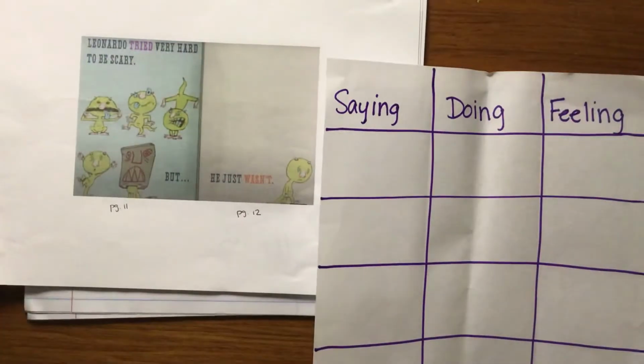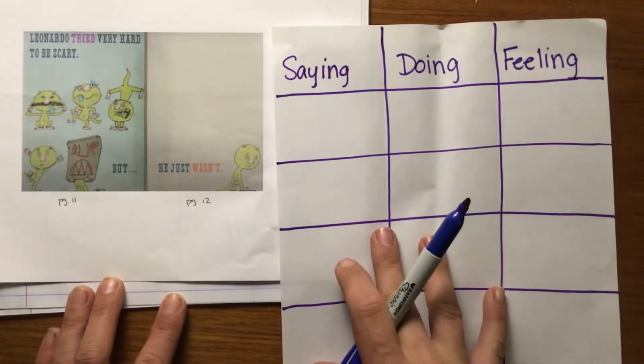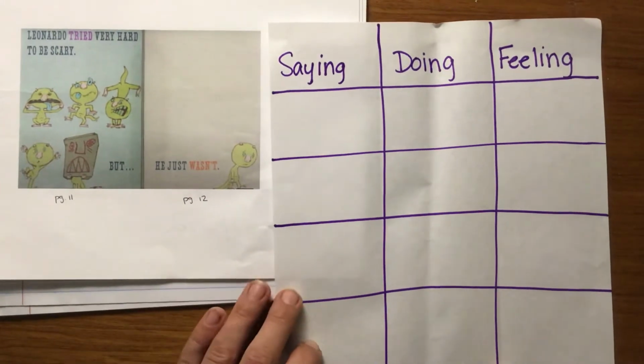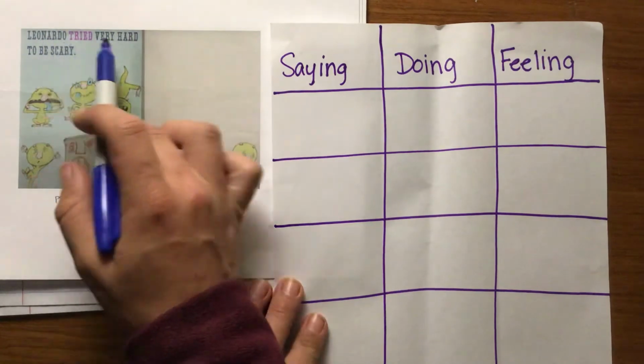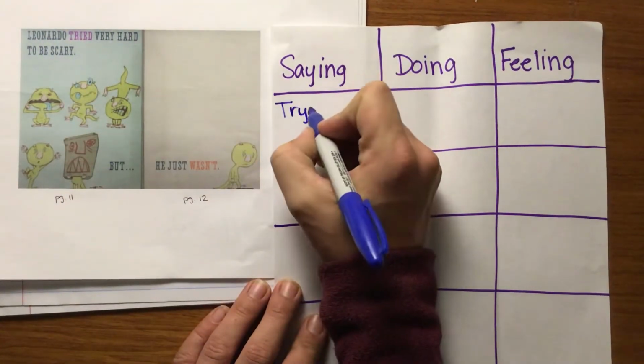Using the story, Leonardo the Terrible Monster, and our organizer, we can figure out exactly how Leonardo feels throughout the story. Using our first example, on pages 11 and 12, he is saying that he's trying to be scary.